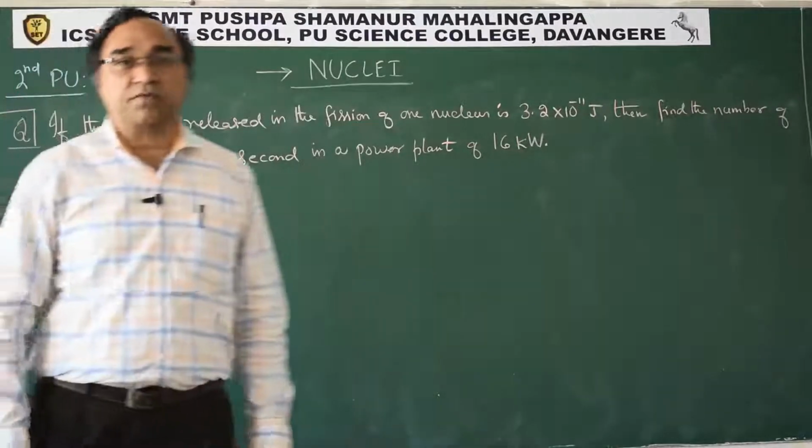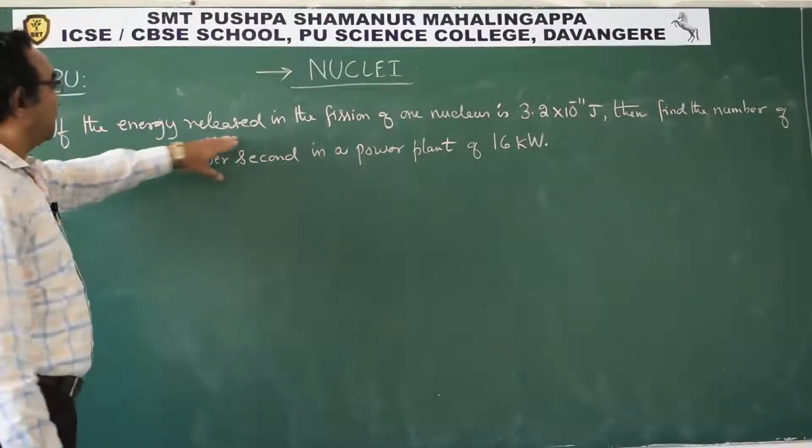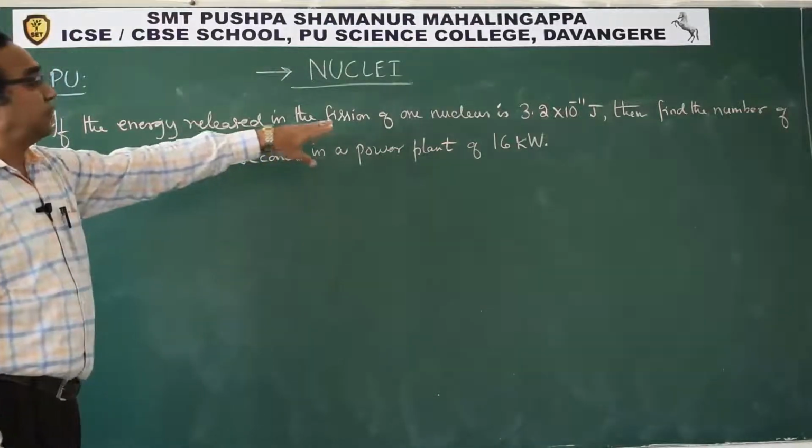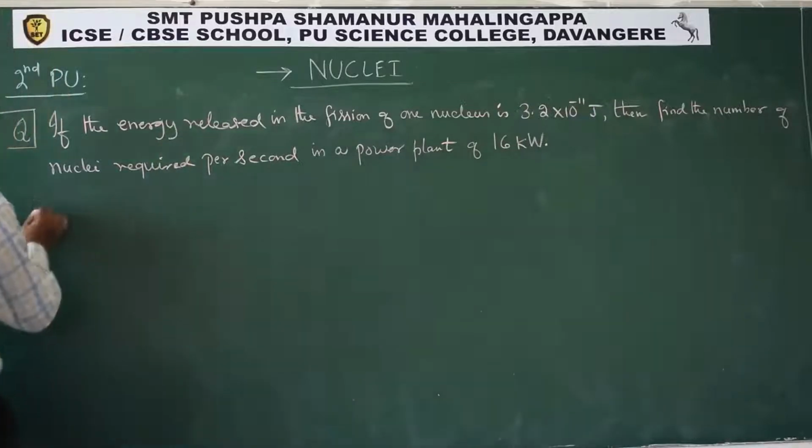Well students, let us take one more conceptual question. The question is like this: if the energy released in the fission of one nucleus is 3.2 into 10 power 11 joules.